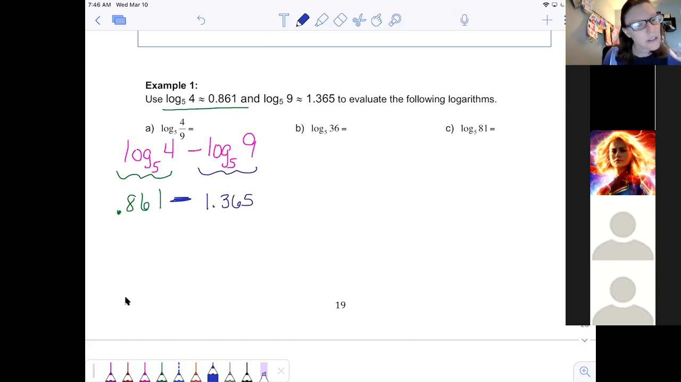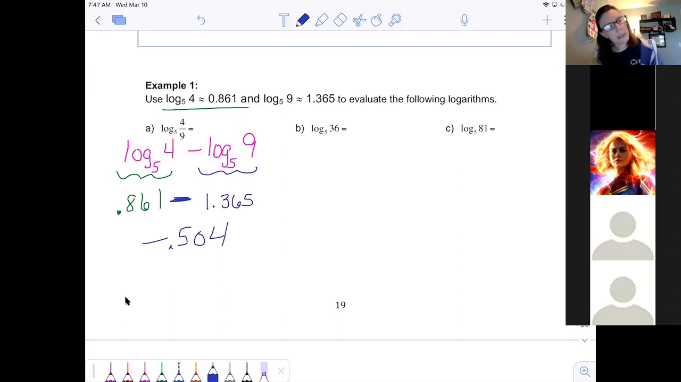And I guess you could use the calculator here. I think you could do some mental math as well. Ella, can you subtract those two numbers? If you have a calculator, you can use it. 0.861 minus 1.365. I got negative 0.504. Yeah, nice job. All right, so that wasn't so bad.